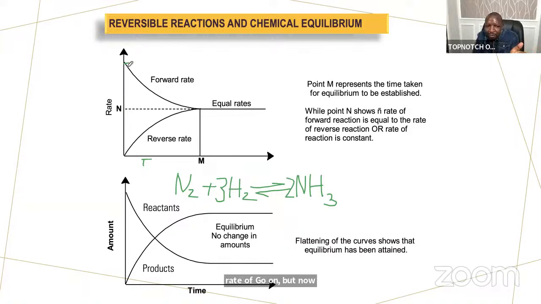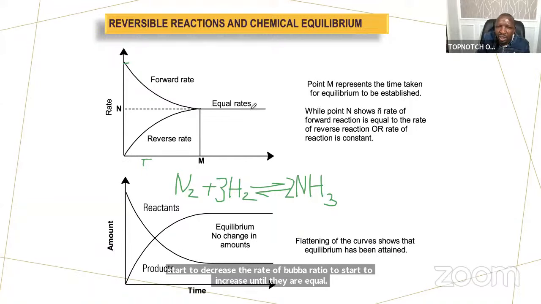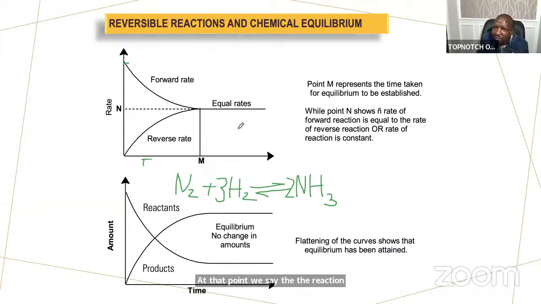But as more of the nitrogen and hydrogen is converted to ammonia, the rate of forward reaction starts to decrease, and the rate of backward reaction starts to increase until they are equal. At that point, we say the reaction has attained what? Dynamic equilibrium, where the rate of forward and the rate of backward reaction are the same.